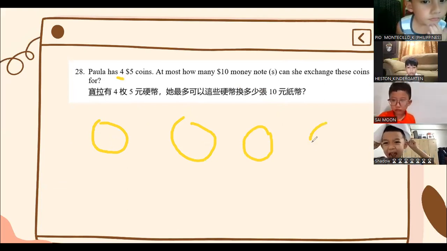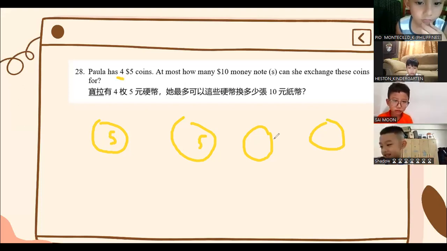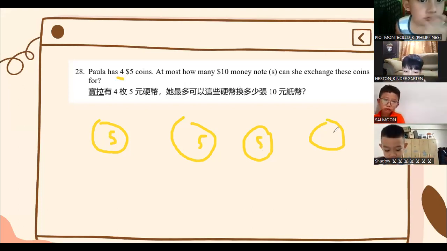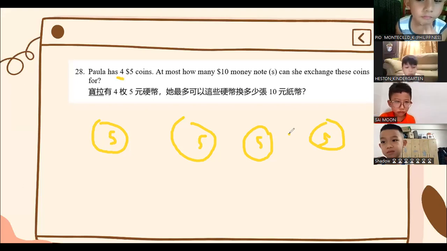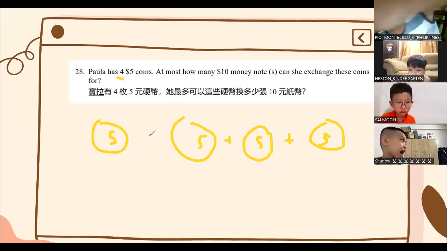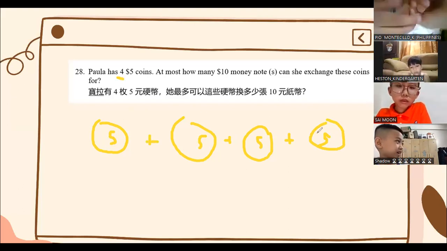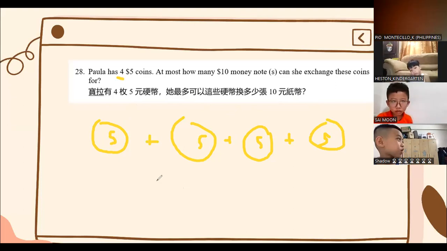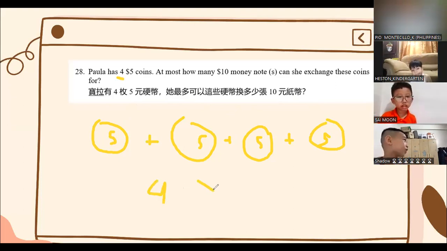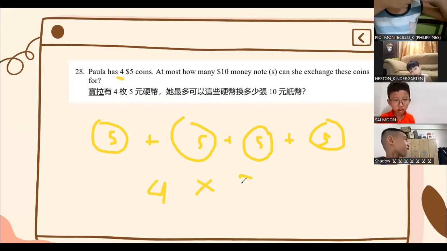Okay, and then each coin has the value of $5. If you're going to add this, it is equal to 20, right? Okay, 5 plus 5 plus 5 plus 5, that's 20. Or just 4 times 5 because you have 4 coins that has a value of 5. That's why you did the 5 times 4 or 4 times 5.